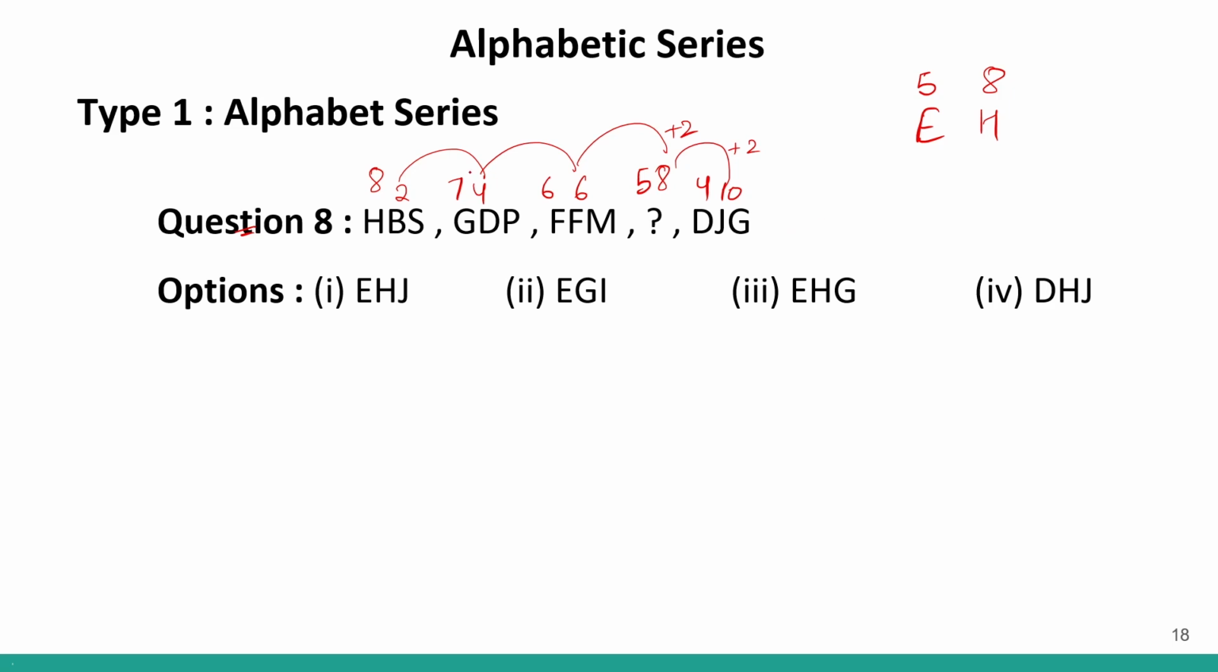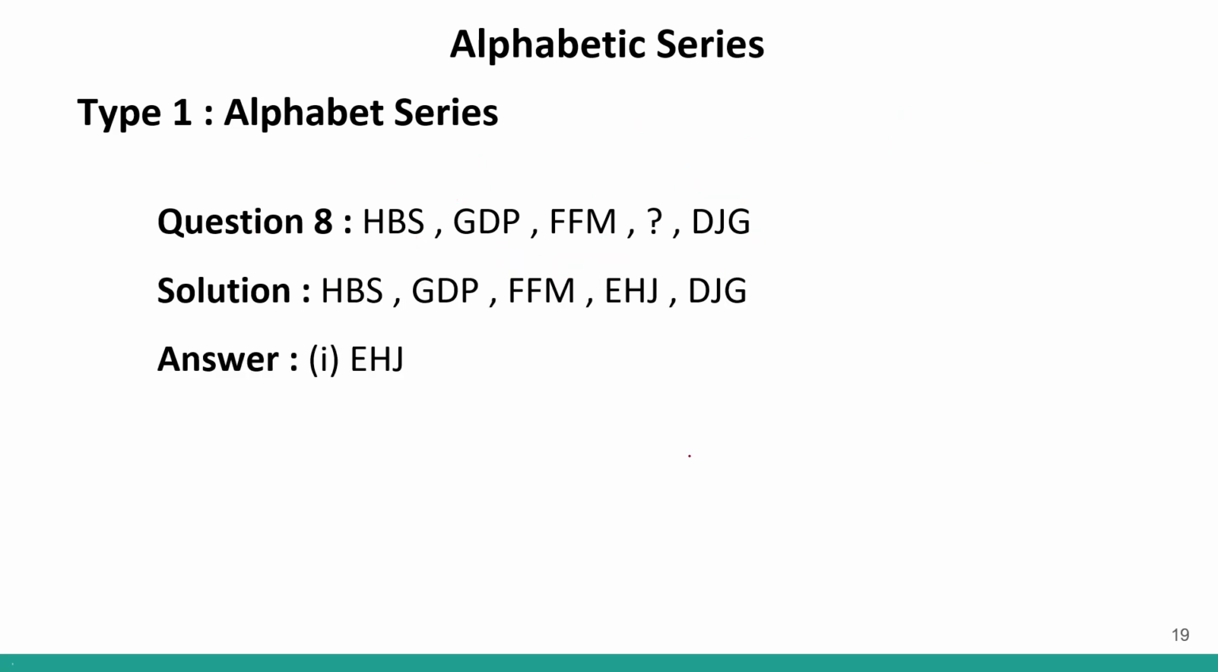Correct? Now if I look over here, S is 19, this is 16, M is 13. So this is -3, -3. So -3 will give me 10 and -3 will give me 7, which is G. So at 10th position we have J. So my missing element will be E, H, J, which is option number 1. So option number 1 will be your correct answer to this question. Clear? Easy? So this completes alphabetic series.